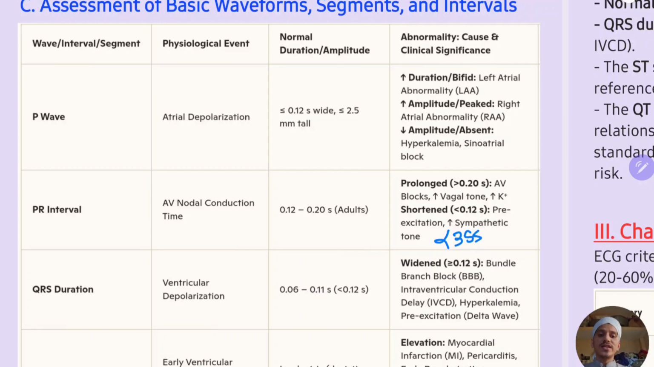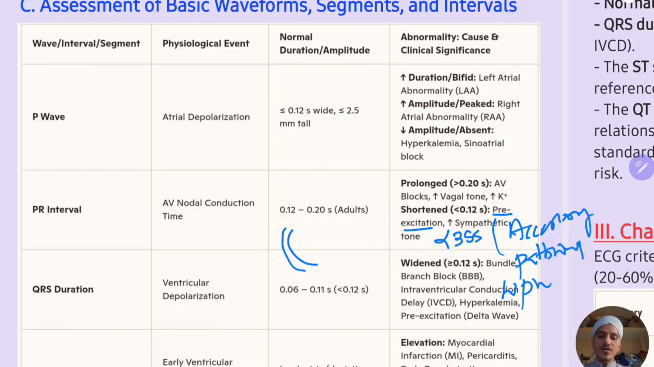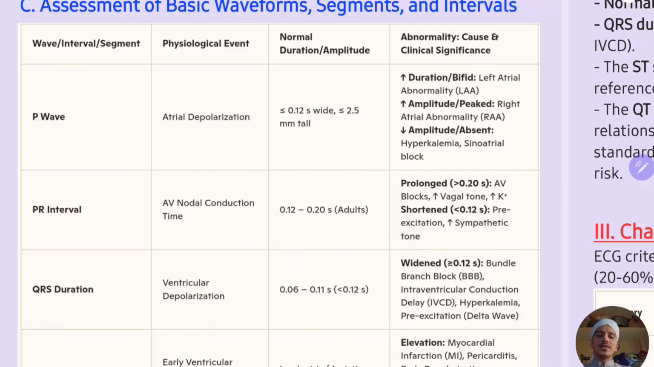Now, shortened PR interval, nothing but less than 3 small squares, is seen with an accessory pathway, WPW syndrome or Lown-Ganong-Levine syndrome. That is known as pre-excitation, decreased PR interval, commonly seen in accessory pathways. Remember this one. There are two accessory pathway syndromes, WPW syndrome and LGL syndrome. You will know about this in coming slides. Okay, that's about the PR interval.